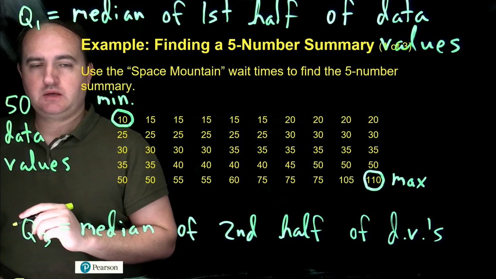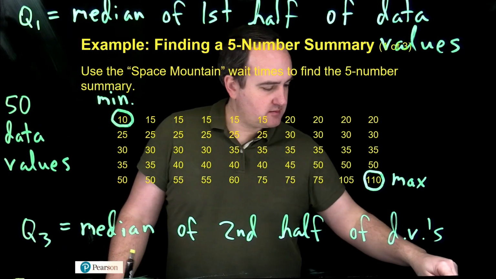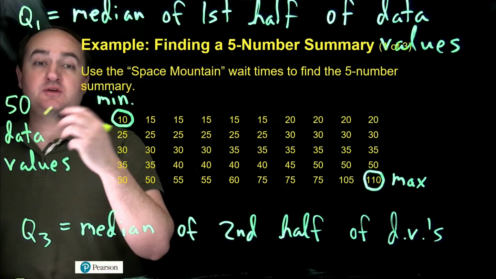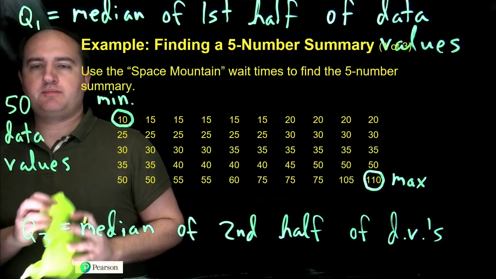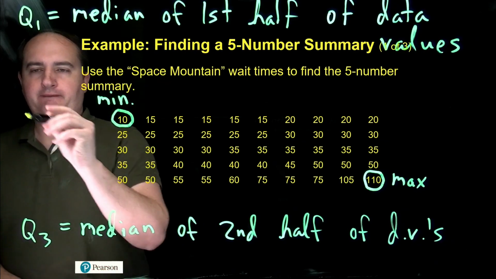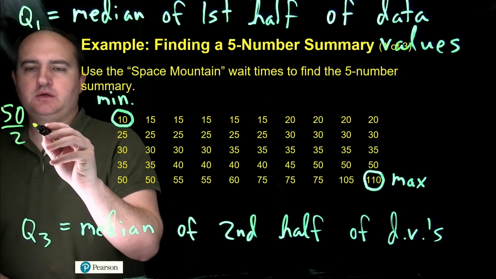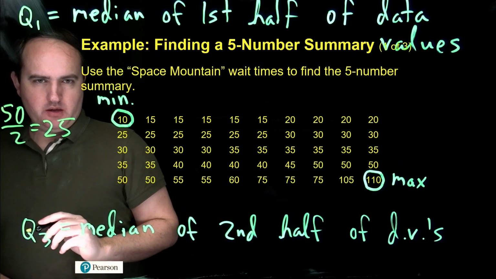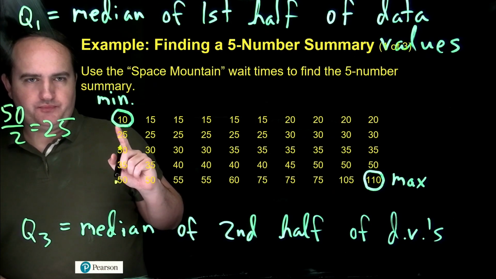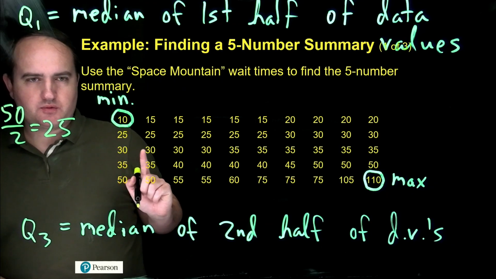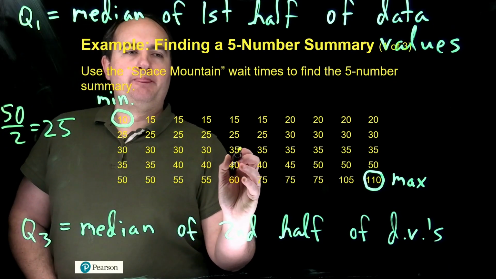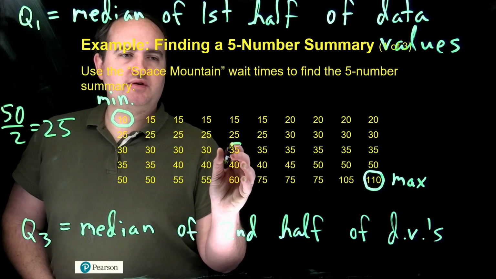Okay, so the process is, if you have 50 data values, they're an even number of data values. So that means we have 50 over 2 equals 25. So if we go to data value number 25, well, 10, 20, 21, 22, 23, 24, 25. This first middle data value is 35.